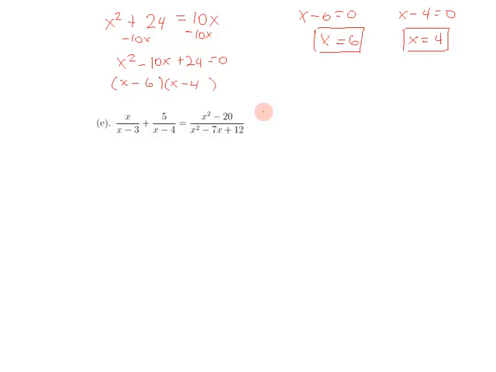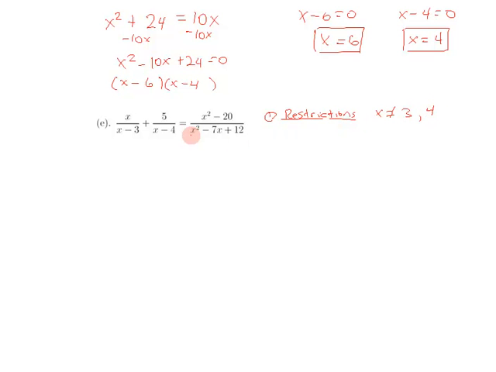In this example, we have x divided by x minus 3 plus 5 divided by x minus 4 is equal to x squared minus 20, all divided by x squared minus 7x plus 12. Start with the restrictions. Alright, so x minus 3 means x cannot be 3. X minus 4 means x cannot be 4.